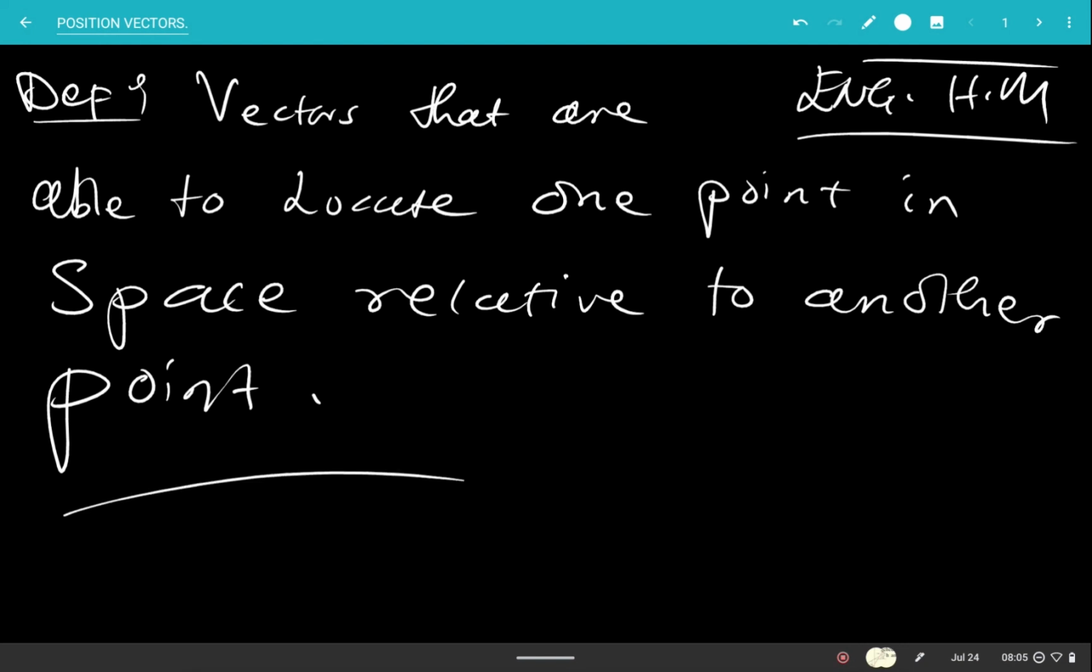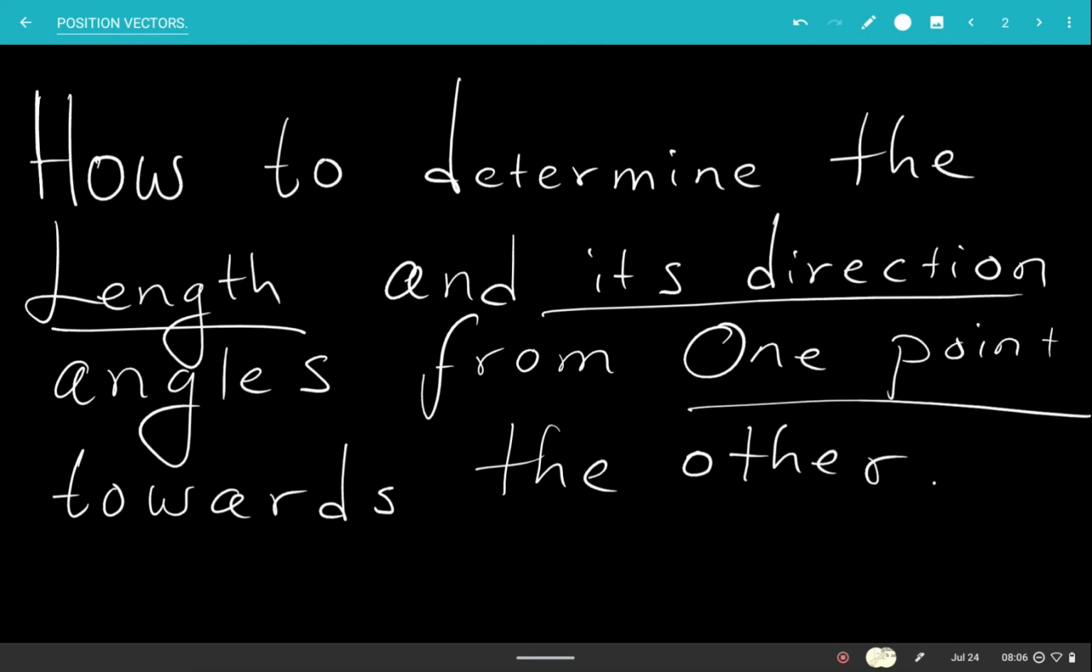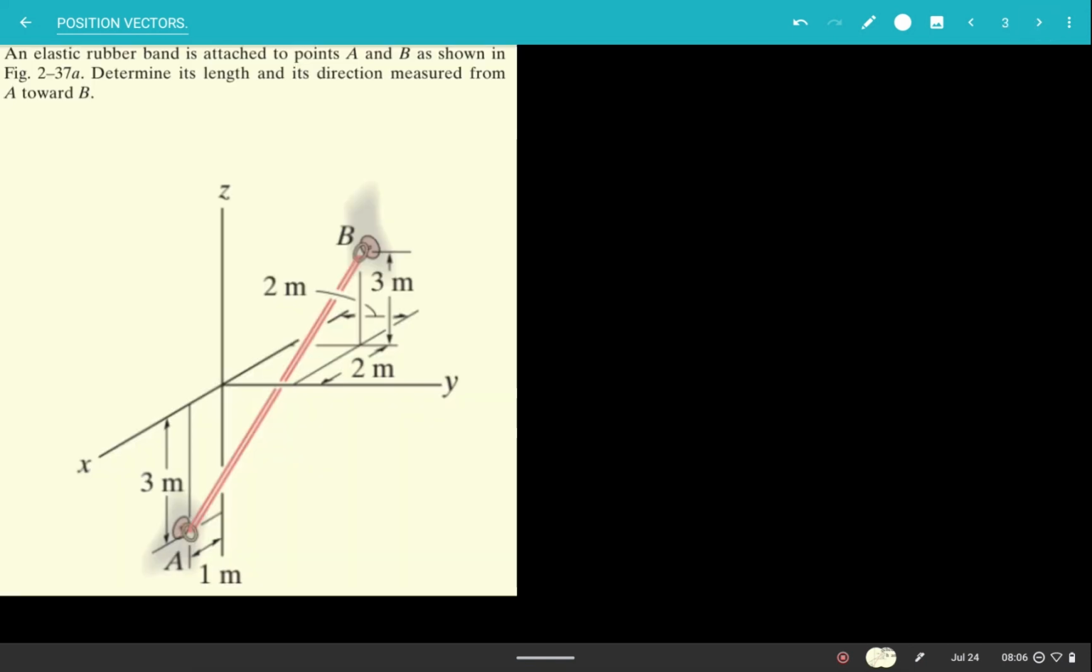Just like that. Now, under position vectors, the first agenda I want us to look at is learning how to find or determine the length and its direction angles from one point towards the other, which is literally saying from one point relative to the other point. We'll best understand this with an example, so let's dive into the example.